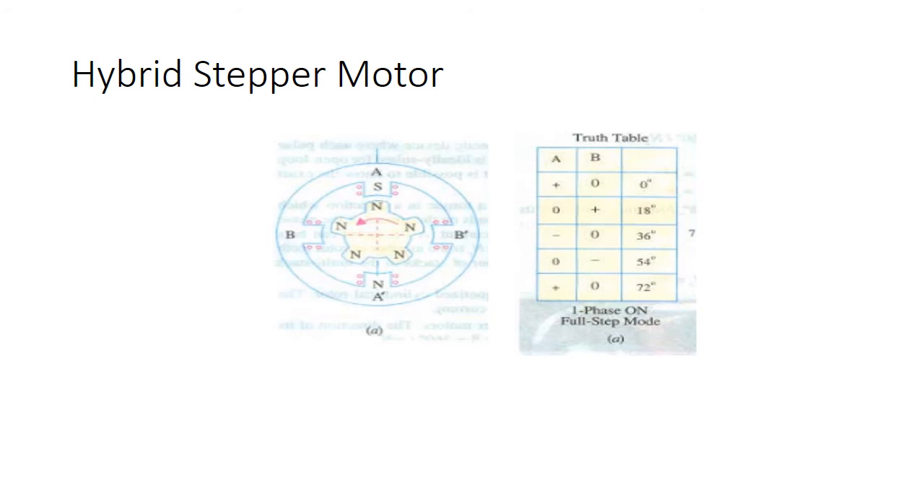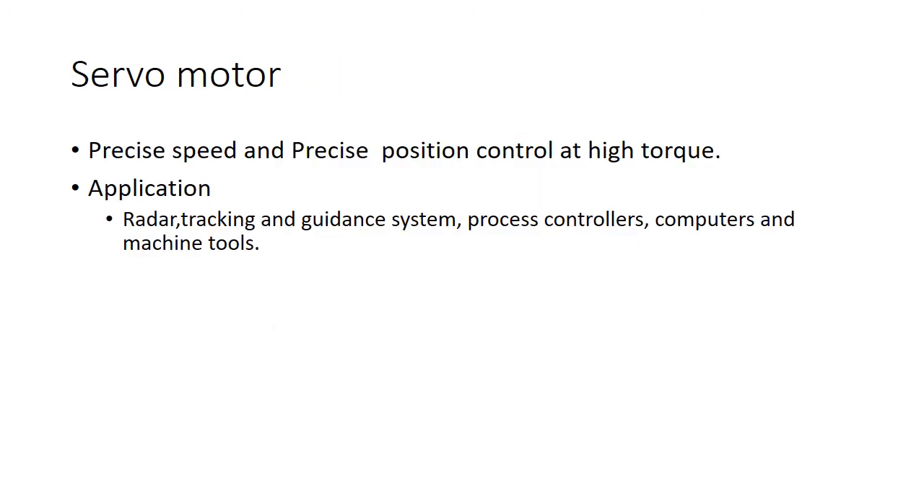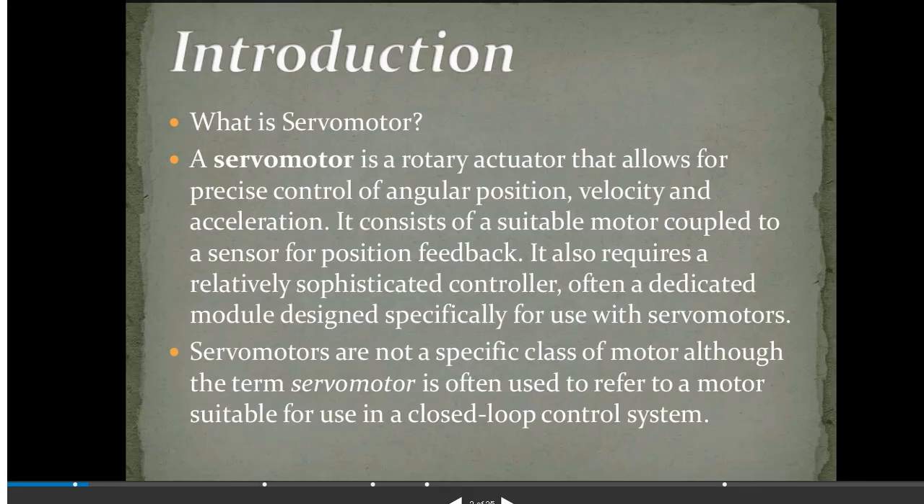So that is about stepper motor. Now servo motor. Whenever you require a precise speed or a precise position or acceleration or velocity, whatever it may be, in such case, servo motor is used. So radar tracking, guidance system, process controller, computer machine tools, these are the applications.